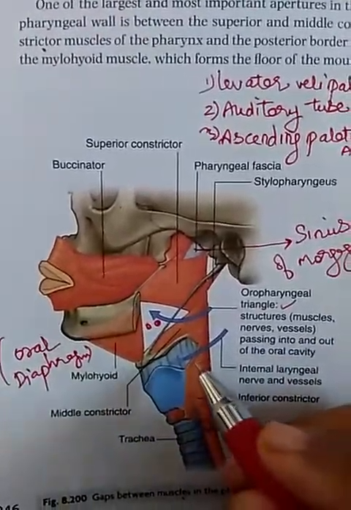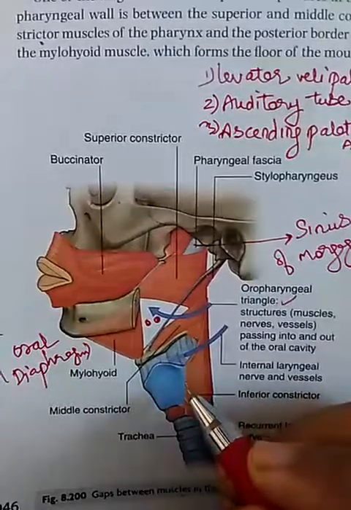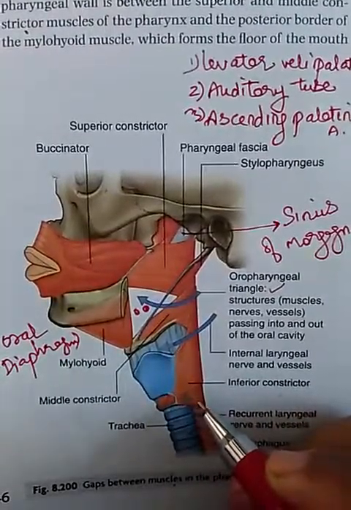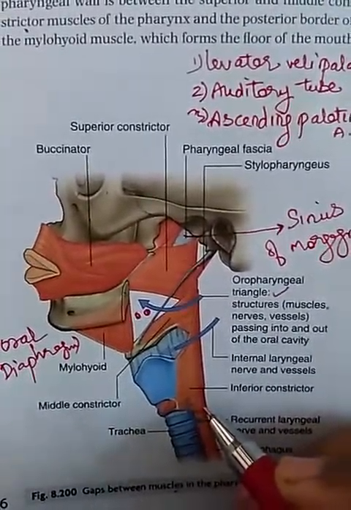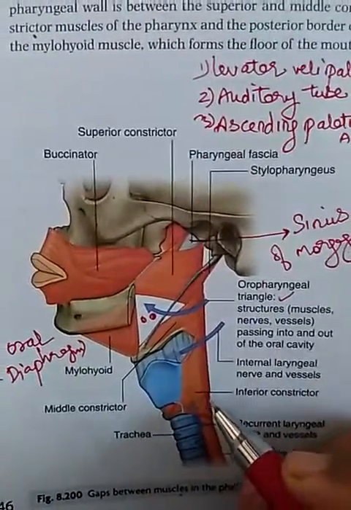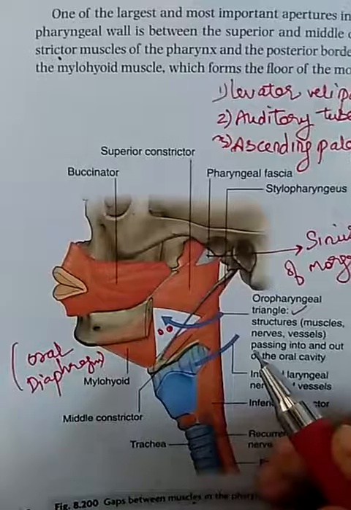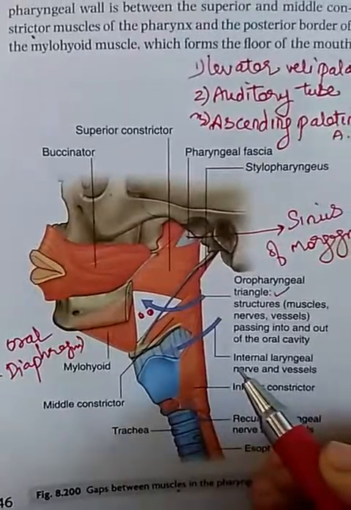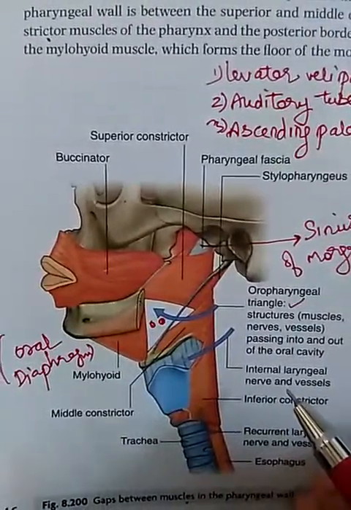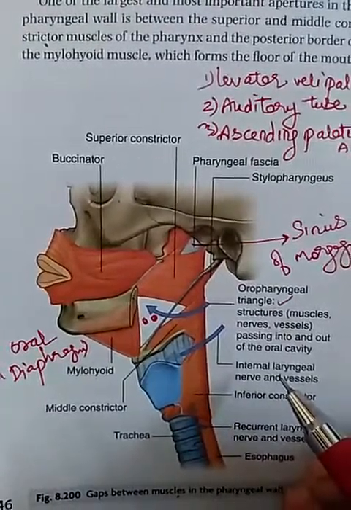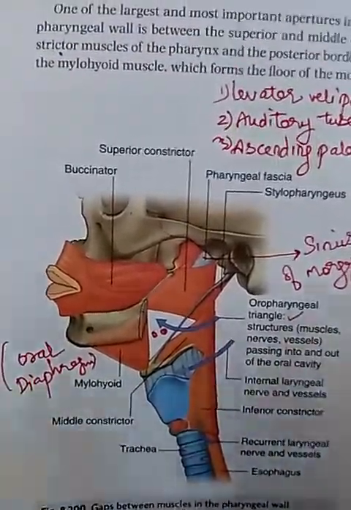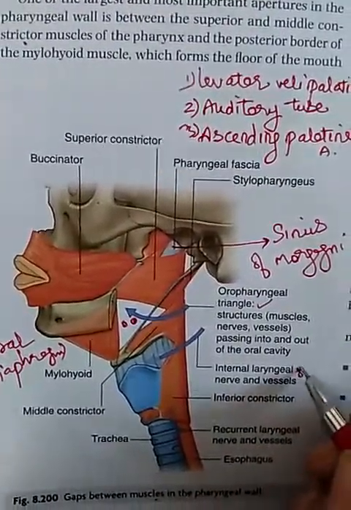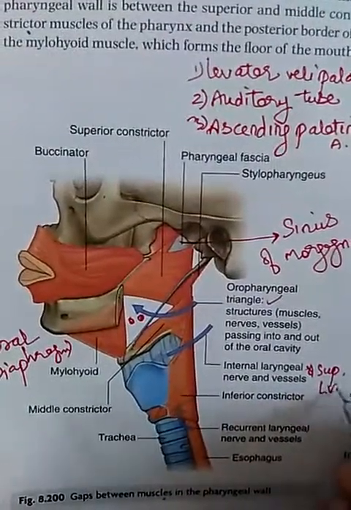Okay, now third thing, this is the inferior constrictor muscle, and this one is the lower fibers, the cricopharyngeus fibers, which are the transverse fibers of the inferior constrictor. So first of all, the structures passing between the middle and the inferior constrictor are the internal laryngeal vessels and nerve. Also the superior laryngeal vessels, internal laryngeal nerve and vessels. Clear?